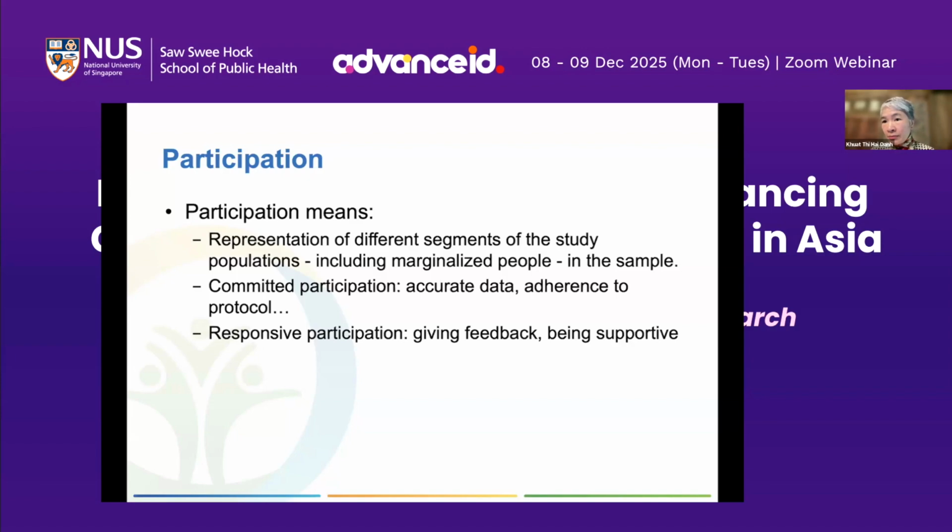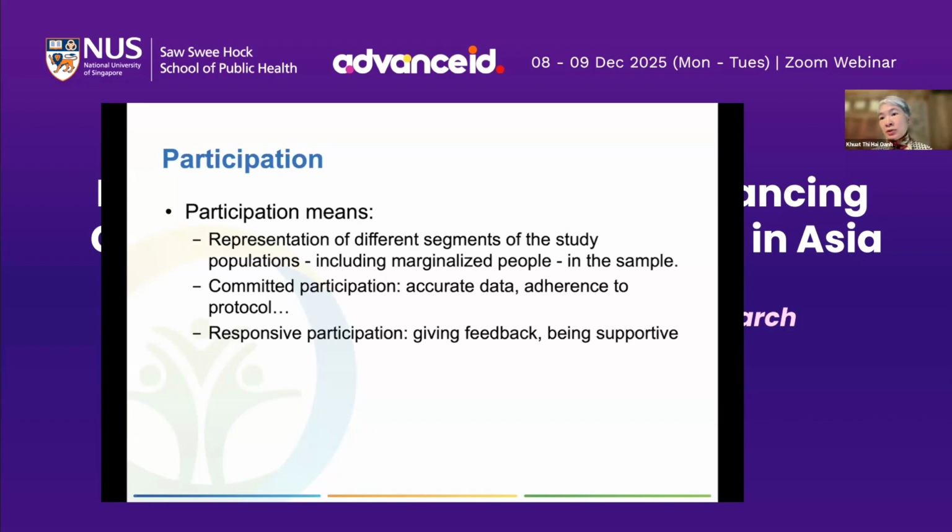So if you give them the drug 20 times a day, they can tell you, no, it's not possible. I'm not going to do it 20 times a day. Can you do something else? Or is there any way that I can take the drug 20 times a day without forgetting it? So that is responsive participation, and we want to get there. We want to get not only committed participation, but responsive participation, right?